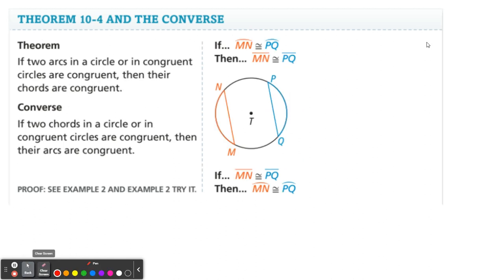Another theorem sort of related to this, right? If two arcs in a circle or in congruent circles are congruent, then their chords are congruent. So if we know that these two arcs are congruent, then we know that these two chords are congruent, and vice versa. And the idea is the following. I think, are we going to prove this one? Yeah, we're going to prove it in the next one, so I won't give it away. But it's a simple idea to prove.